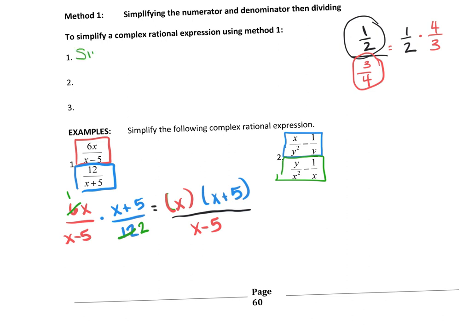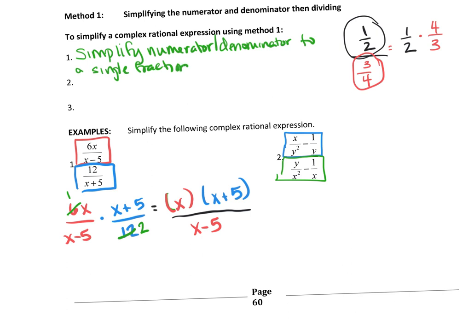So step one: simplify numerator and denominator to a single fraction. And what I mean by that is you need to get one fraction on the top and one fraction on the bottom. Right now you have multiple fractions on the top, multiple fractions on the bottom.